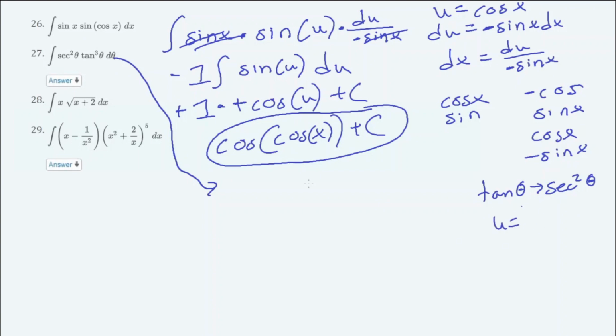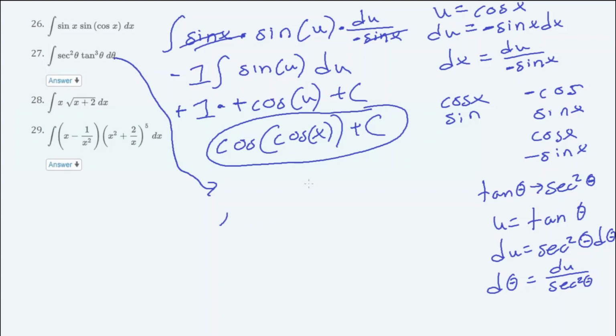So let's get the known information of this question. Let's say u is going to be tan theta, and du is going to be secant squared theta d theta. So that means d theta is going to be equal to du over secant squared theta. And now we do the regular plugging in.